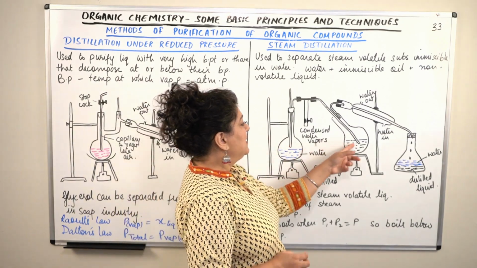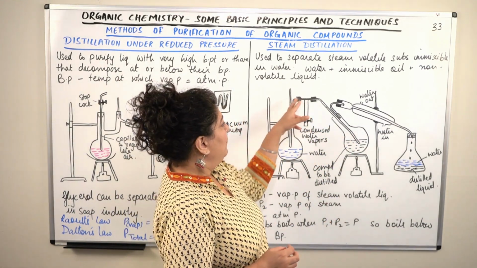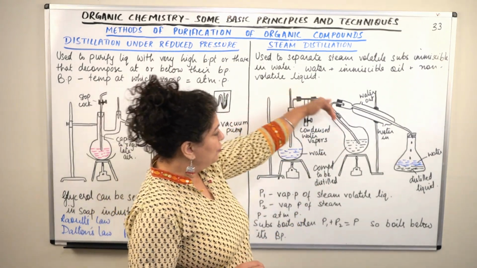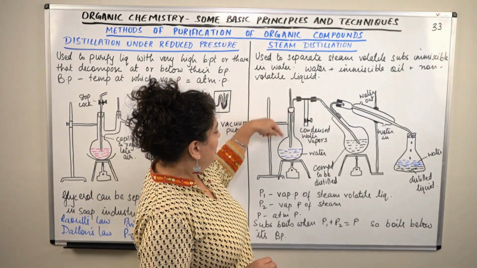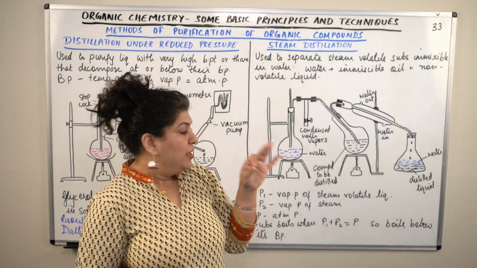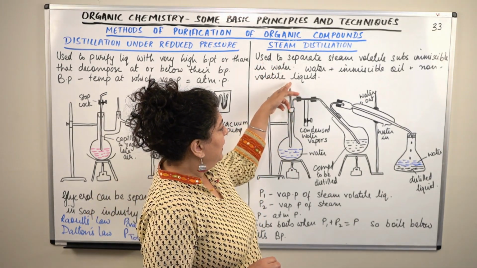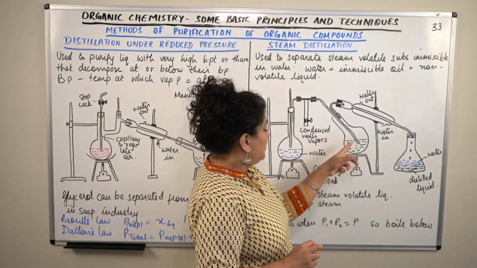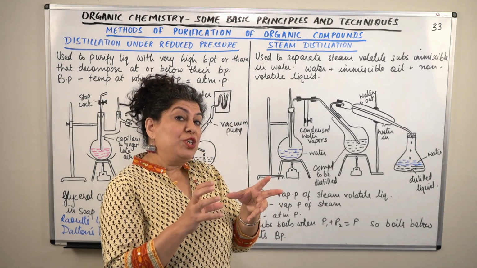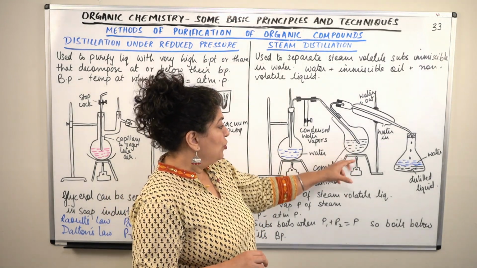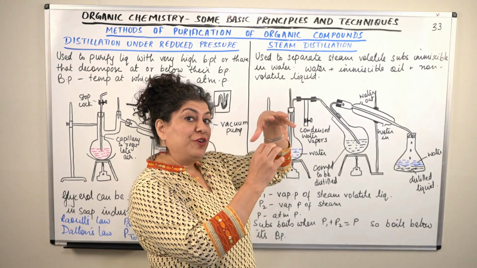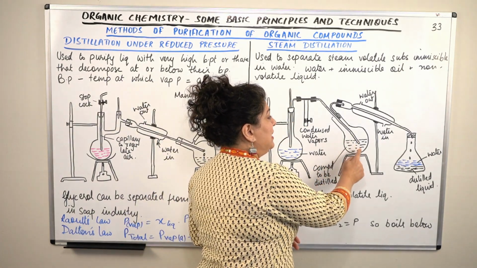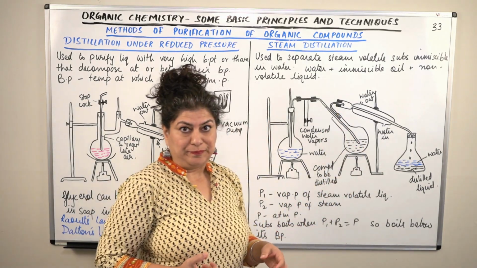So what happens? Do you see we have not added a condenser here? There is no condenser. We want the vapors to come in, and we have a thermometer here to check what temperature it is. The water starts boiling and the water vapors come down, and this substance, in the presence of water vapor, due to that heat, we are heating this also. Along with the water vapor, the vapors of this liquid also start rising.